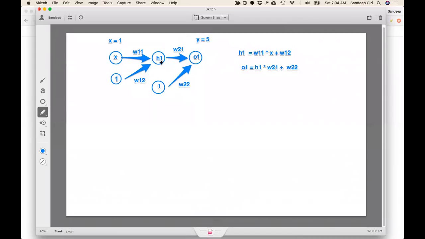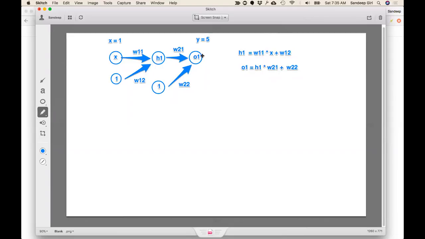So what we want to find out are these values of the weights, W11, W12, W21, W22. We want to find out these weights such that this output is almost closer to Y. We want to find these weights such that the output is very close to Y.